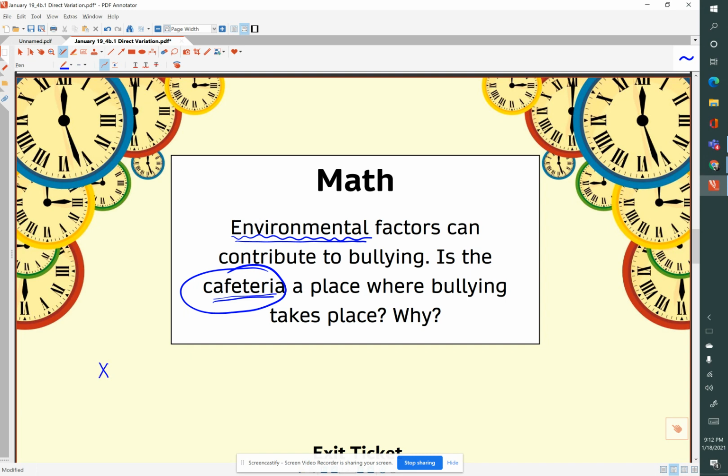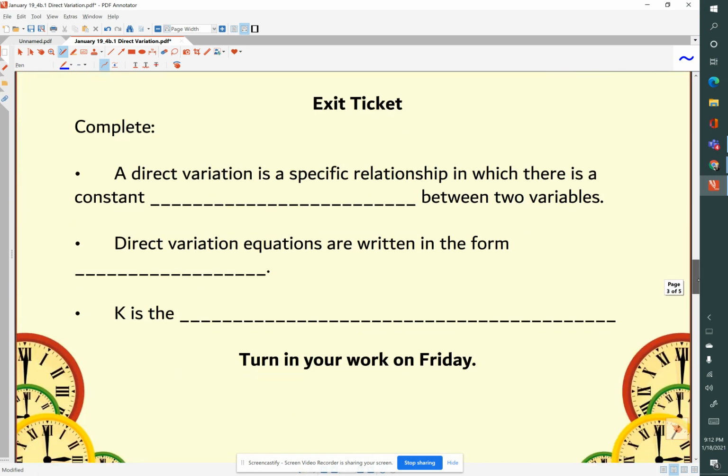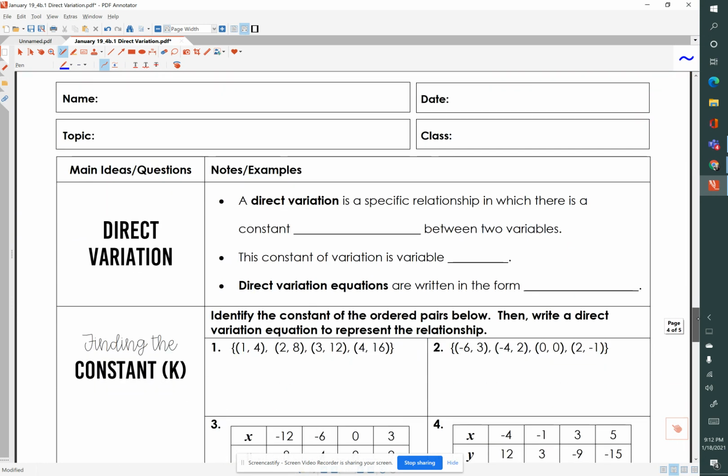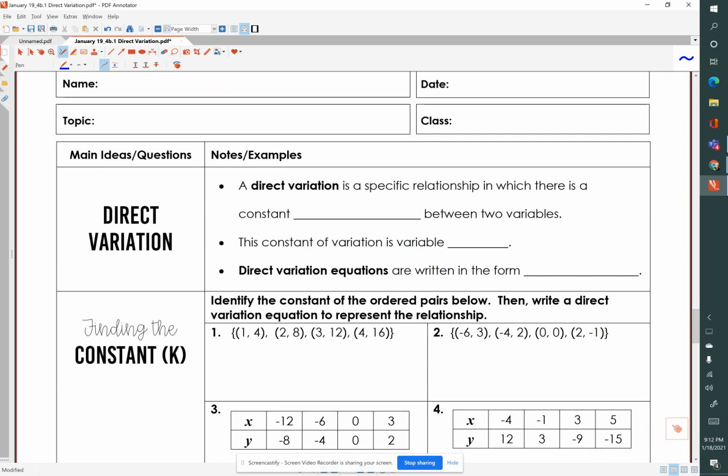So I'd like you to write a thought right there. You can use the draw tool or the typing tool in Teams, and we will come back to our exit ticket. Let's get to our lesson. So our topic today is direct variation.